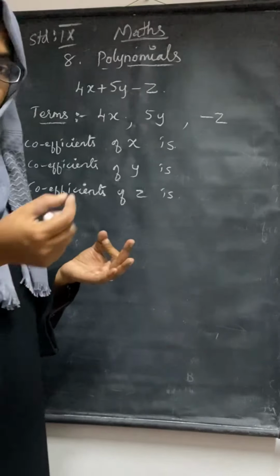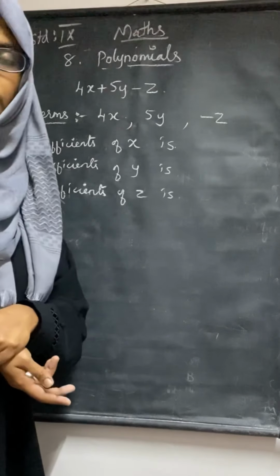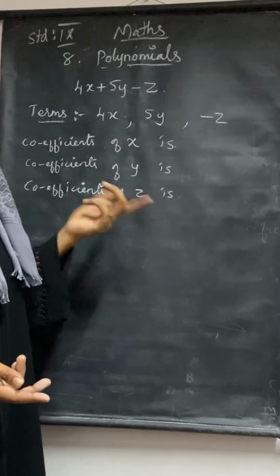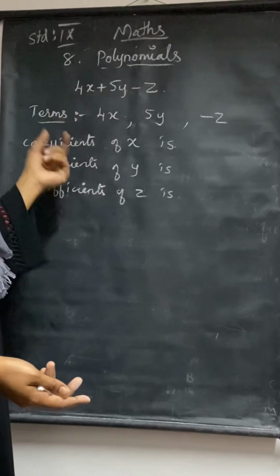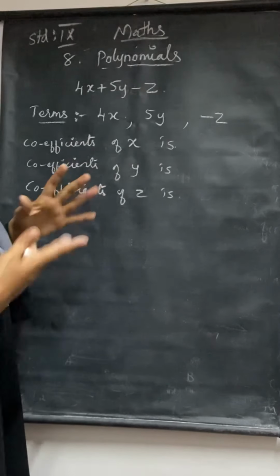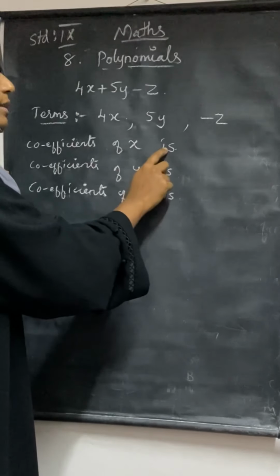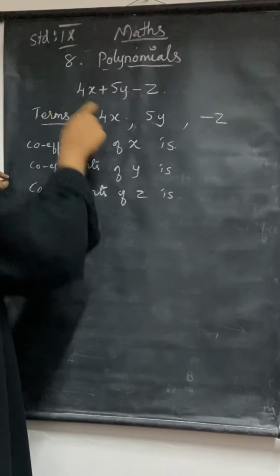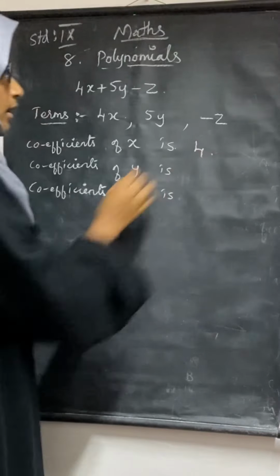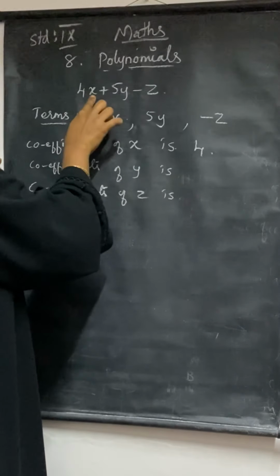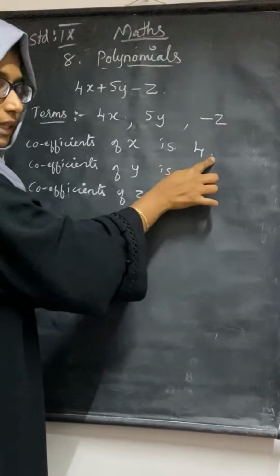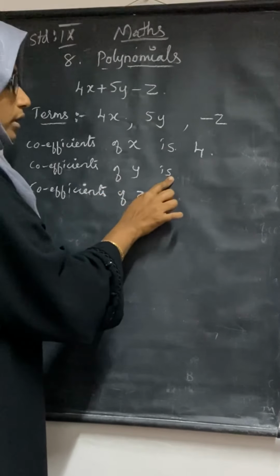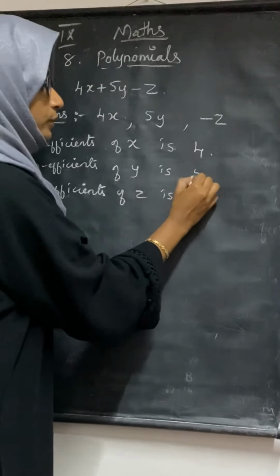Now, a new term you are going to see, coefficients. I want to say the coefficient of x. In this expression, where is your x? Here. Along with x, what number do you have? 4. That is the coefficient of x. Along with x, whatever number you have, that you have to write. So here it is 4. Now, the coefficient of y is 5.